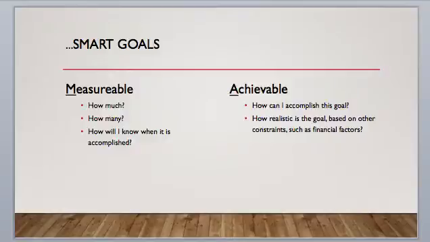M stands for measurable. How much? How many? How will I know when I have accomplished this? A stands for achievable. How can I accomplish this goal? How realistic is this goal based on other constraints such as financial factors?